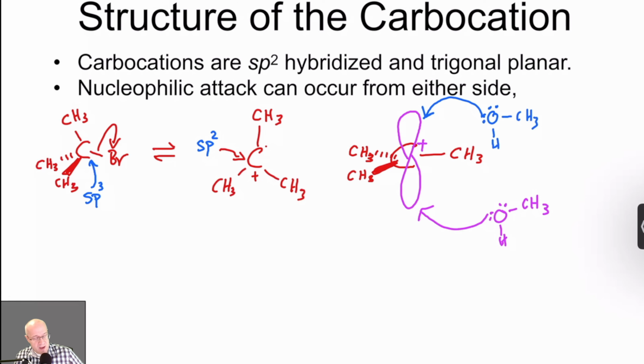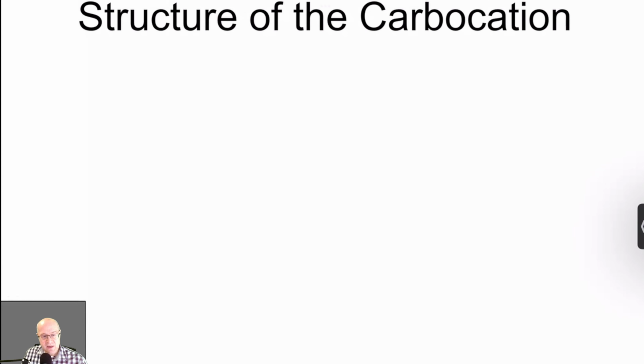But where does it matter? It matters if the alkyl halide is chiral. One more time. It matters if the alkyl halide is chiral. Let's see an example of that. So let's see an example now where we have a chiral alkyl halide.